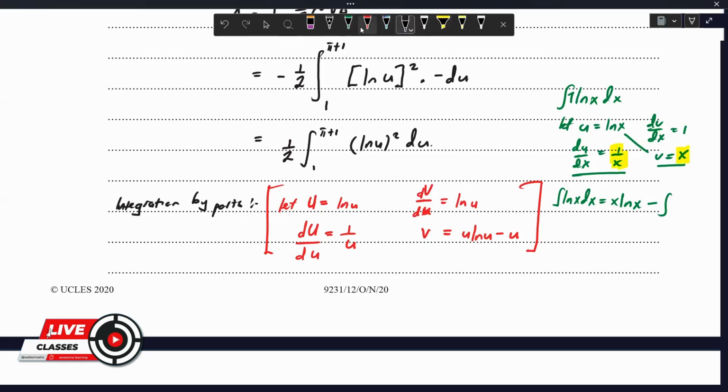So basically, it's like we are integrating 1 with respect to x. So it's x ln x minus integrating 1, which is x. So if you integrate ln x with respect to x, you get x ln x minus x. So that is the same thing here. If we integrate ln u, we get u ln u minus u. Okay, I get it.